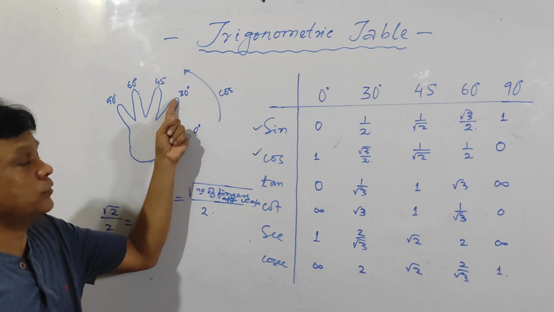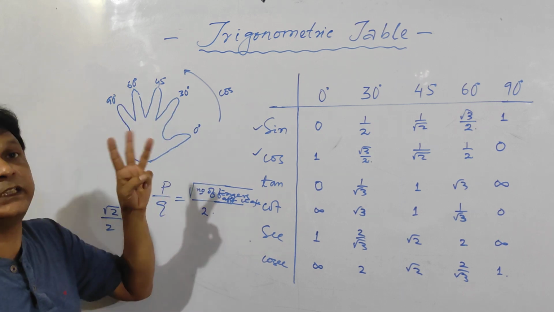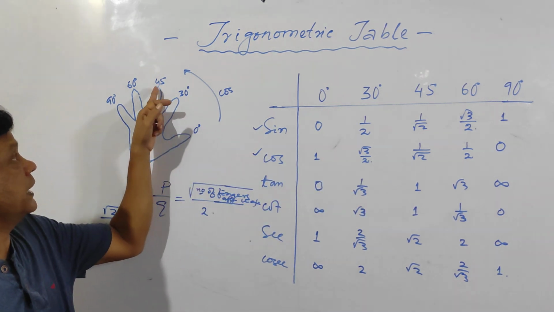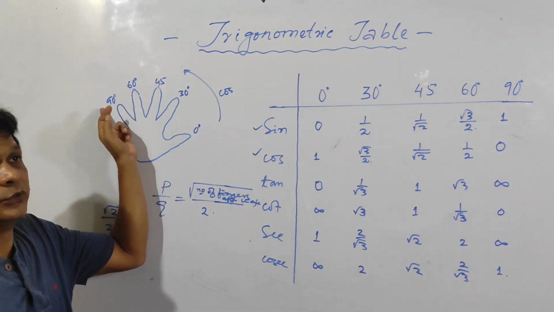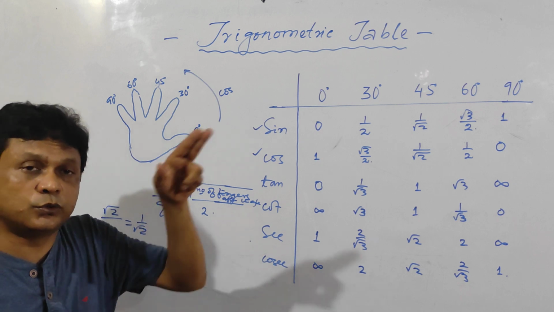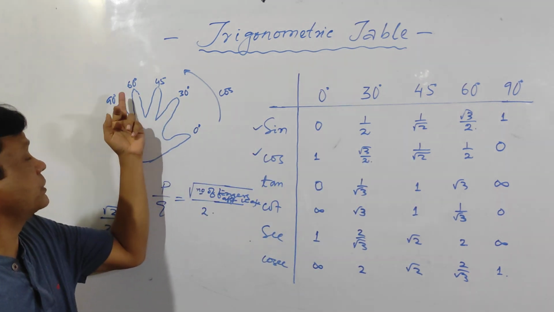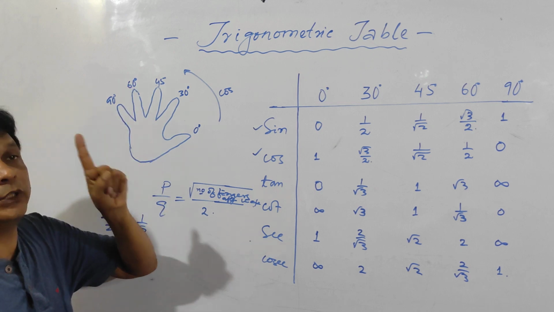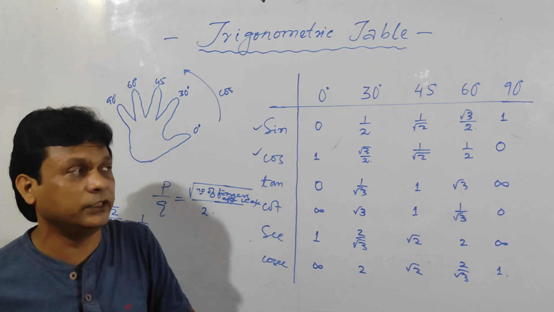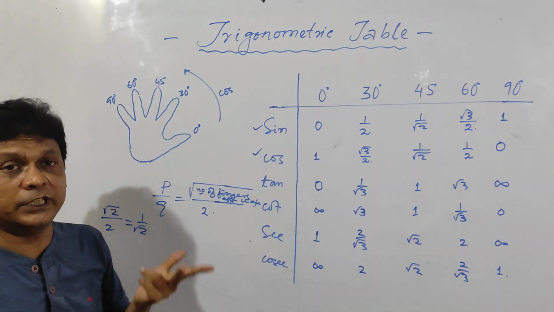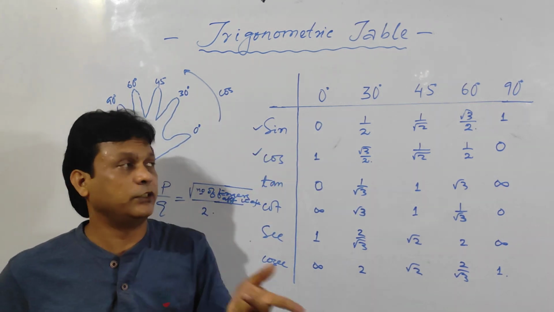And now 30 degree, cos 30. How many fingers are there after 30 degree? 3. Square root of 3 is root 3. Root 3 by 2. And how many fingers are there after 45? 2. So square root of 2, it is root 2. Root 2 by 2, it is 1 by root 2. And how to find out cos 60? After 60 degree, there is only one finger. Square root of 1 is 1, so 1 by 2. And after 90, there is no finger. That means square root of 0 is 0. 0 by 2, it is 0.